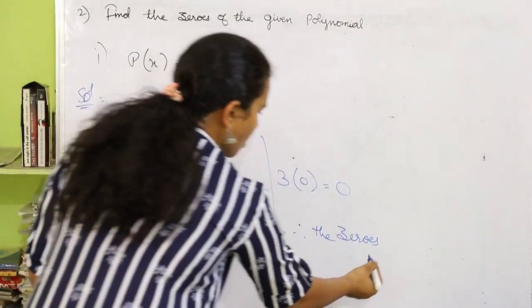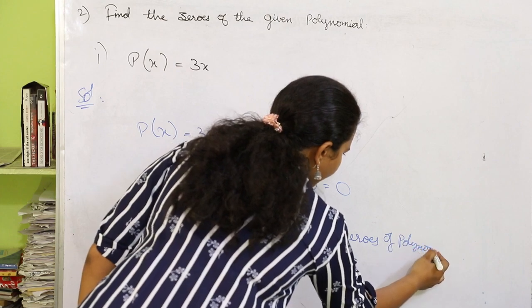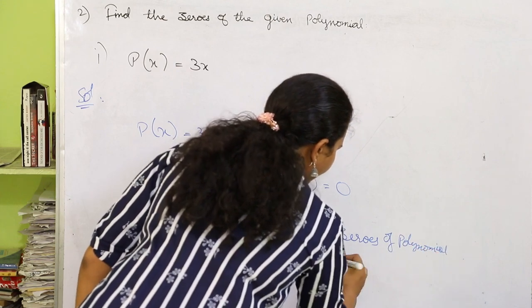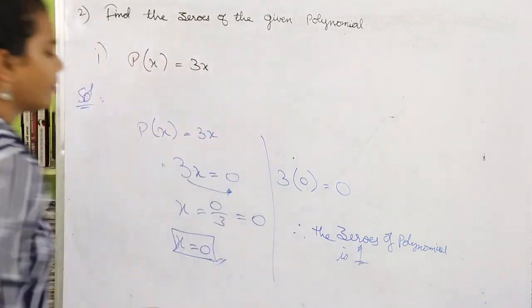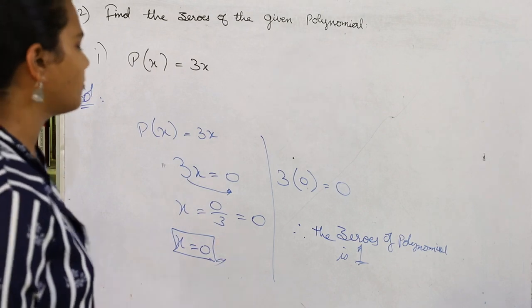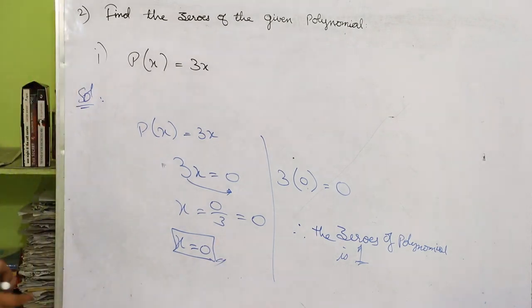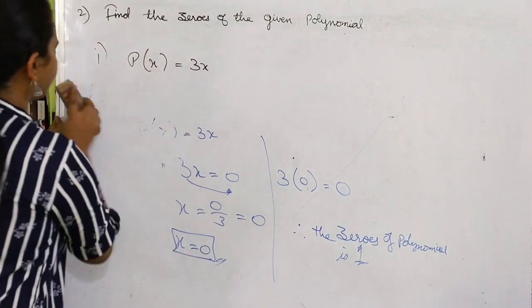So the zeros of polynomial is 1. Okay, we only have 1 zero of the polynomial. We only have 1 digit. So the 1 digit is 0. Okay, so this is how we will be finding the zeros of a polynomial. Clear? The second one, let me go for the second one.